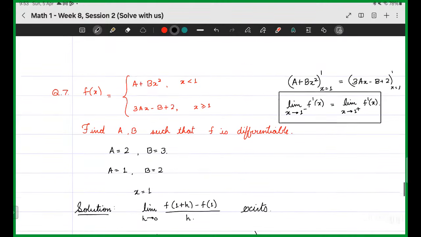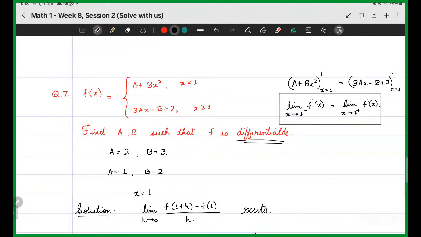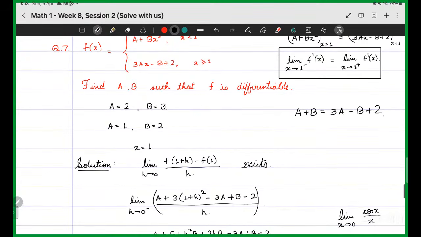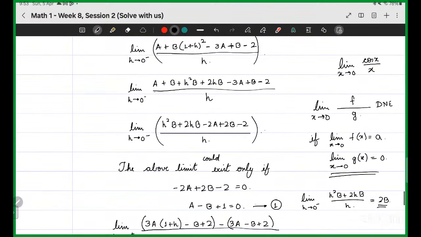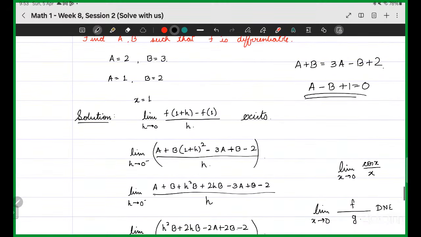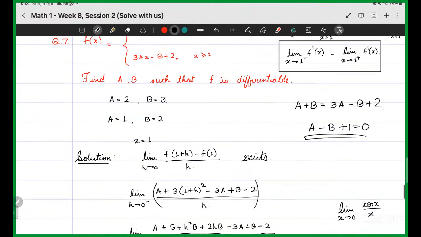An easier way to solve this problem is first identify that it has to be continuous and reduce one of the variables and then do the same thing. That will give you a faster way to solve it. So for continuity, what will you get? You will get a plus b is equal to 3a minus b plus 2. So you will get a minus b plus 1 is equal to 0. This equation that we got after all this work, you will get it for free if you just use continuity.